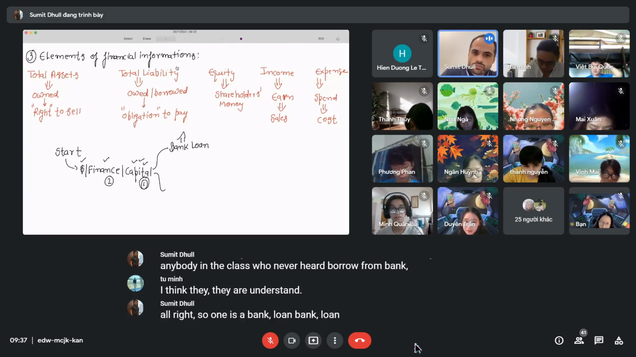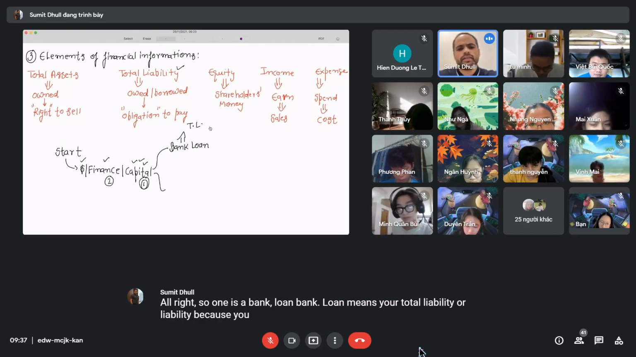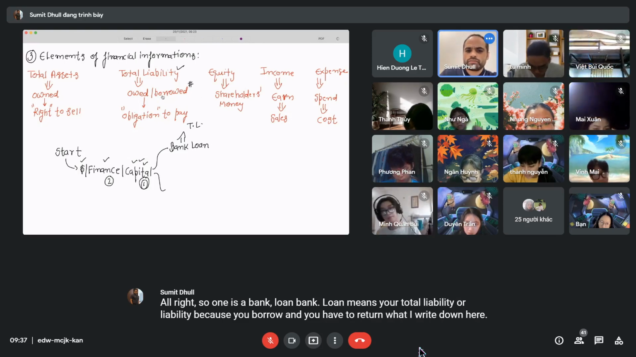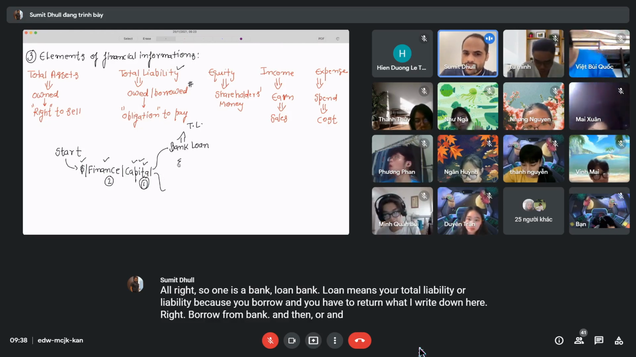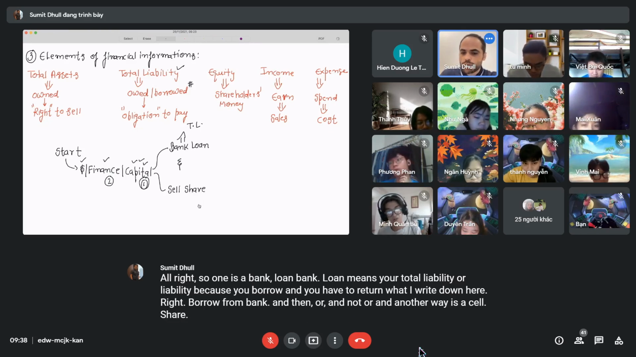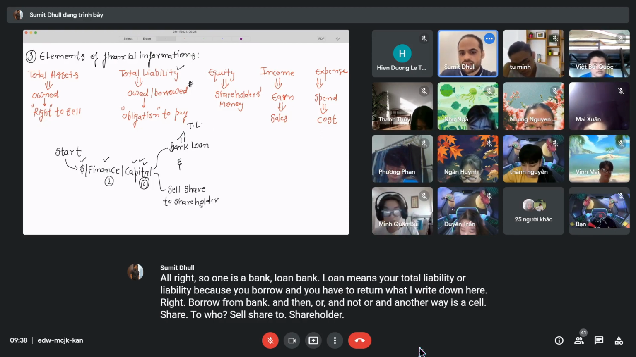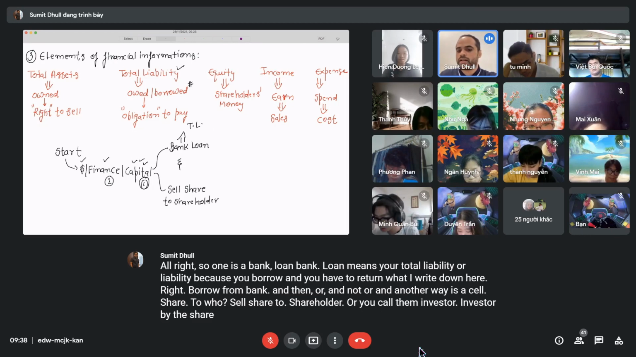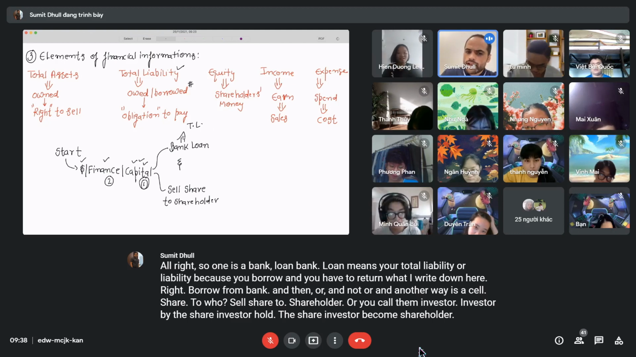Bank loan means your total liability, because you borrow and you have to return it, what I write down here, right? Borrow from bank. And then, another way is to sell shares. Sell shares to whom? Sell shares to shareholders, or you call them investors. Investors buy the share, investors hold the share, investors become shareholders. All right.